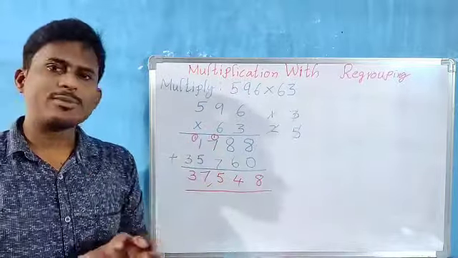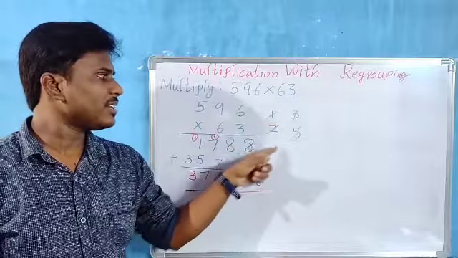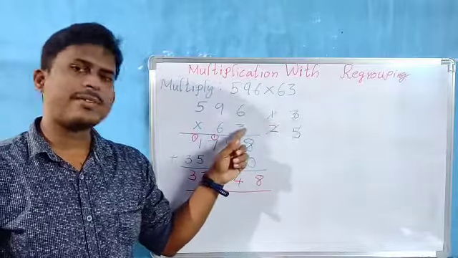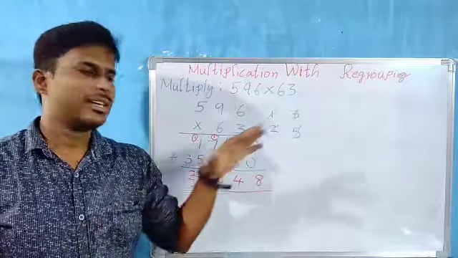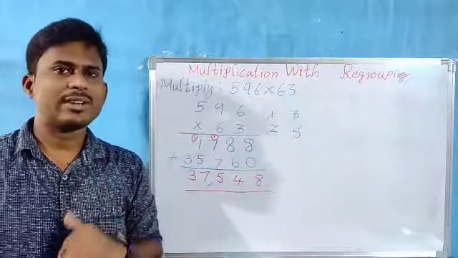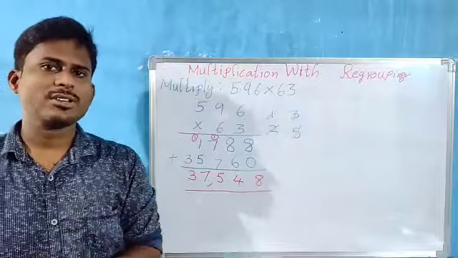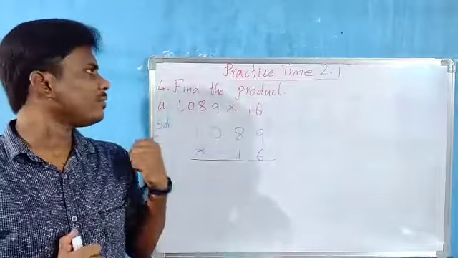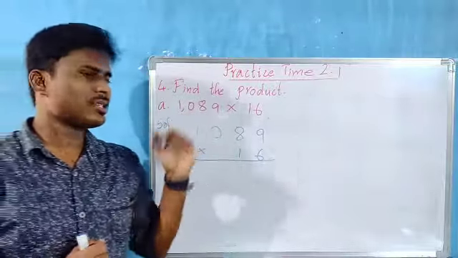Whenever the problems come with regrouping, for easy identification, see, these are the regroups of multiplying with ones place, children. These are the regroups of multiplying with tens place, children. You place in this way so that it will be very easy. Now let us do practice time sums based on this concept, children. Practice time 2.1, fourth bit, find the product. 1089 into 16, children.